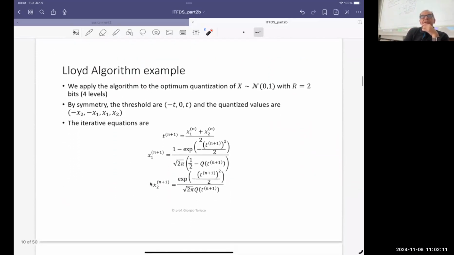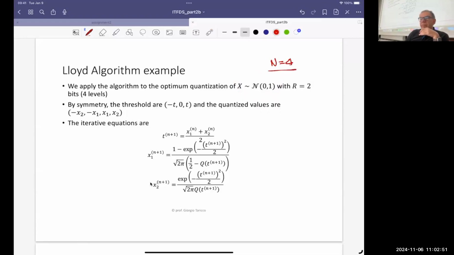Now we are going to see an example of application. Actually, it's a simple example, but it has the advantage that it's possible to do the calculations analytically, and it extends the previous example that we have seen before. We still consider the Gaussian with zero mean and variance 1, but this time we use 4 quantization points. Therefore, n is equal to 4 this time.